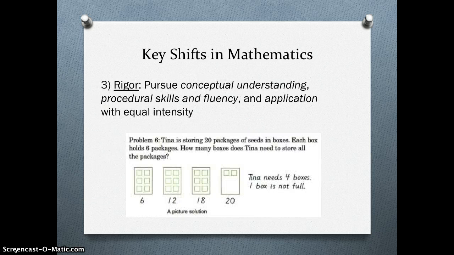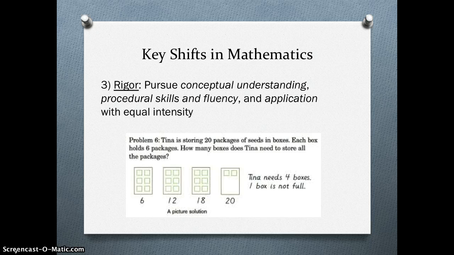The final key shift in mathematics is an emphasis in rigor that privileges conceptual understanding, procedural skills and fluency, and application with equal intensity. Conceptual understanding requires students to move beyond algorithms to really understand how and why mathematical concepts work. Students must be able to access concepts from a number of perspectives in order to see math as more than a set of mnemonics or discrete procedures.